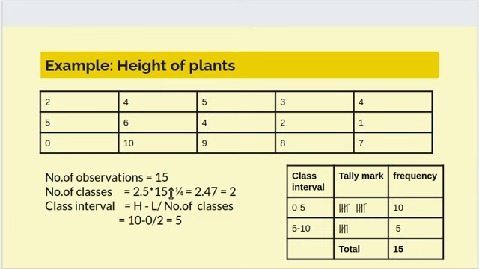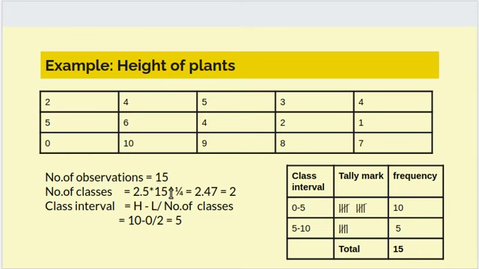And class interval is nothing but highest minus lowest divided by number of classes. Highest value is 10 minus lowest value is 0 divided by 2. That is nothing but 5. So class interval will be 5. That means class interval means the size, like how many values should be contained in a particular class. So 0 to 5 there are 5 values, 5 to 10 there are 5 values. So that is called class interval.